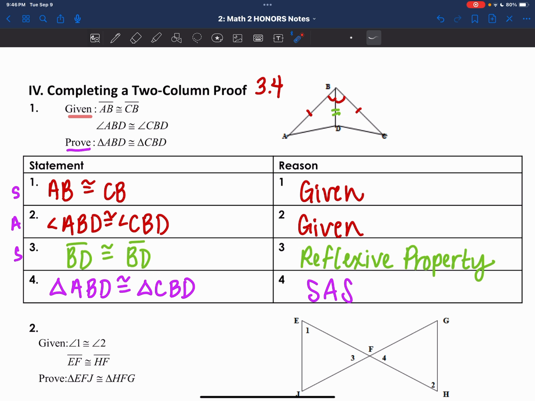And now that we have that, our last step is always going to be what you prove. So we need to prove that triangle ABD is congruent to triangle CBD, and we know that because we have a side, we have an angle, and we have a side. Oops, that's bad. Let me try it again. Side, an angle, and a side. And remember, it needs to go in order. So this is the reason, and that's your statement there.